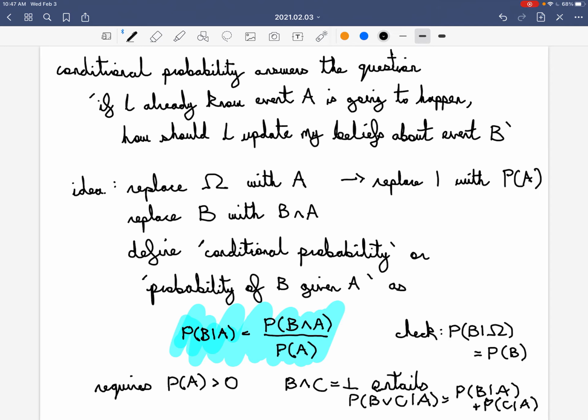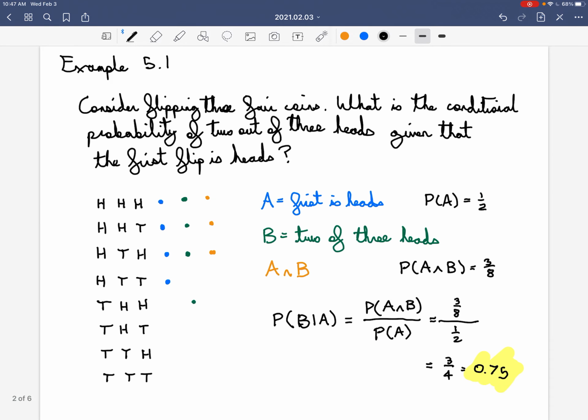Okay, so let's look at some examples with conditional probability. So let's say we're flipping 3 fair coins. What is the conditional probability of 2 out of 3 heads, given that the first flip is heads?